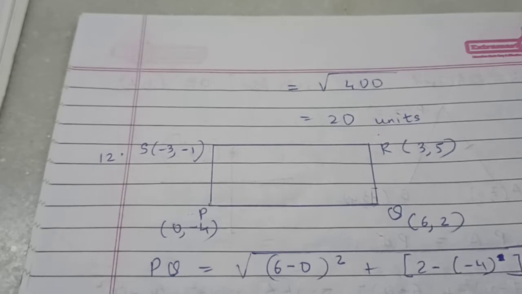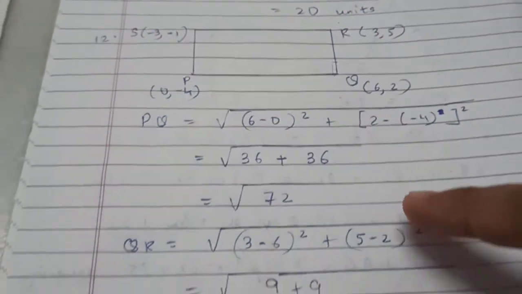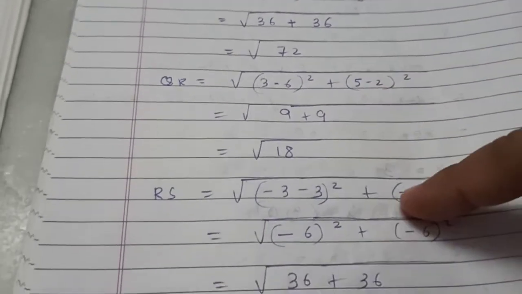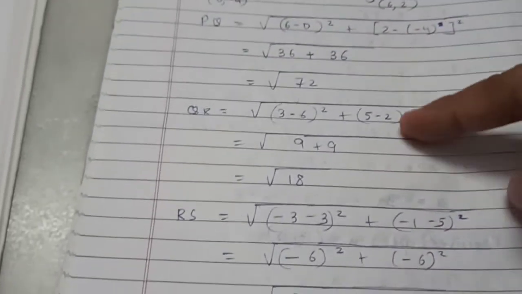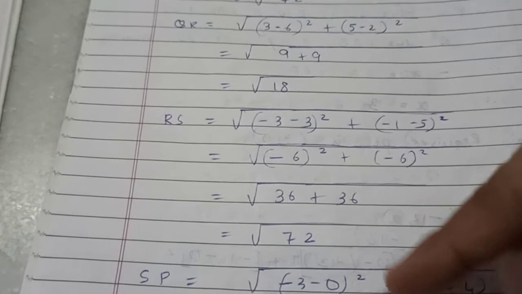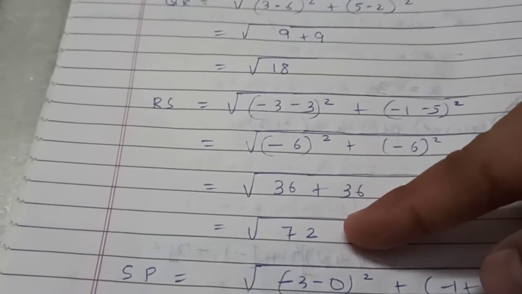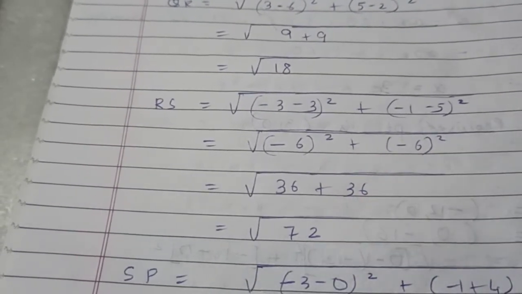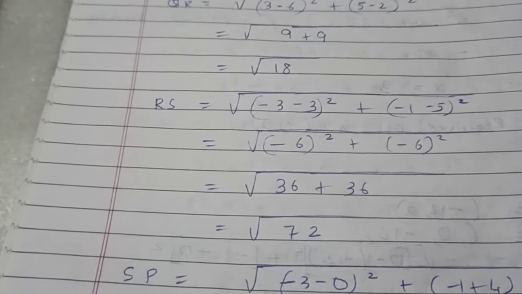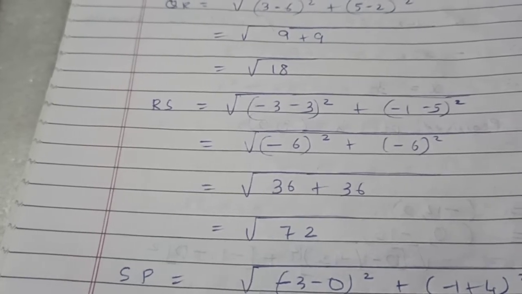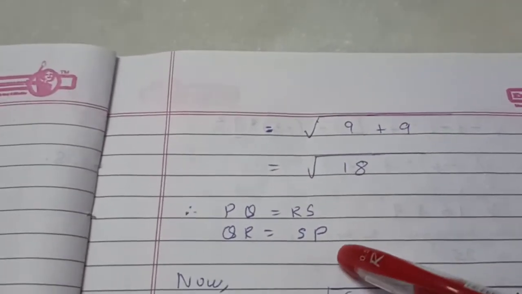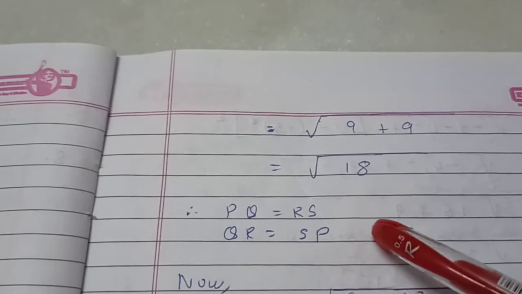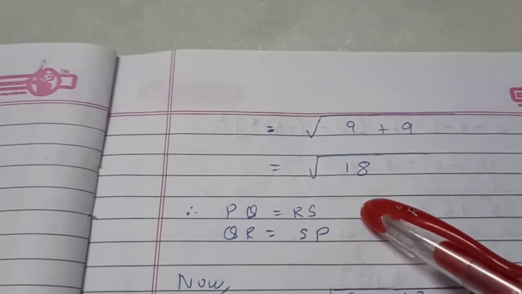So let's do that. Let's find the value of PQ, QR, RS, SP, all four sides using the distance formula. And no need to solve it further because we don't have to find this, we just have to prove that the opposite sides are equal. So we do see that they are equal. PQ is equal to RS because both are equal to root 72, and QR is equal to SP, both are equal to root 18. So we have proved opposite sides equal, so that's a parallelogram.